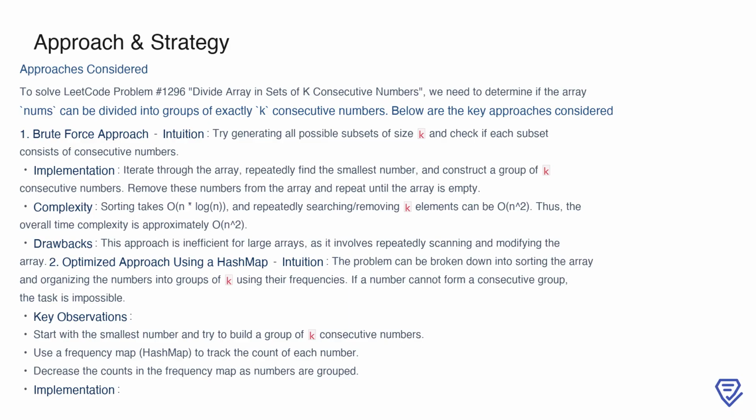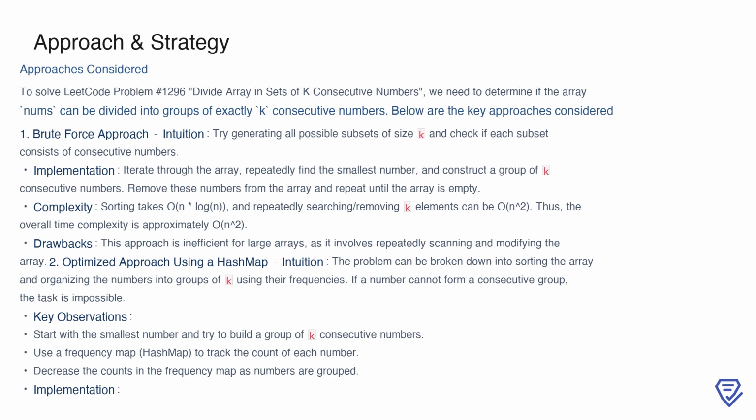Sorting the array takes n log n, but repeatedly searching for and removing k elements makes the overall time complexity approximately n squared. This inefficiency becomes a significant issue for larger arrays, as the repeated scanning and modification of the array are computationally expensive. The second approach we considered is an optimized method using a hash map.